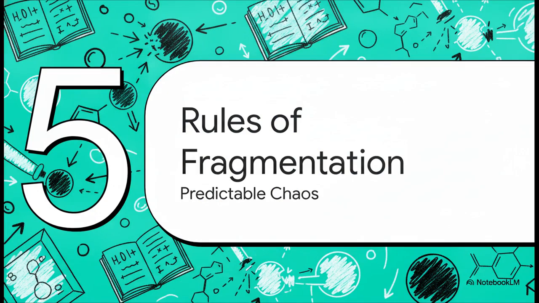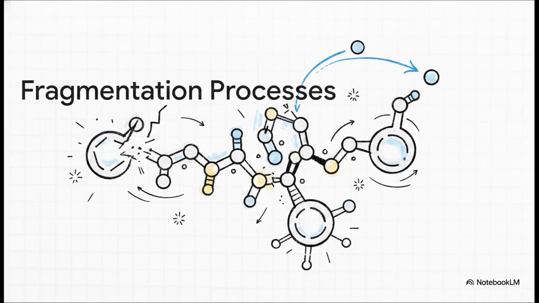And finally, Part 5, the rules of fragmentation and structural analysis. Here is the really beautiful resolution to our micronarrative. When that molecule shatters in the gas phase, it doesn't just turn into random chaotic dust. The shattering of the molecule is actually governed by highly predictable unimolecular chemical rules. Think of it as the instruction manual for a shattering molecule. We've got these fundamental fragmentation processes.